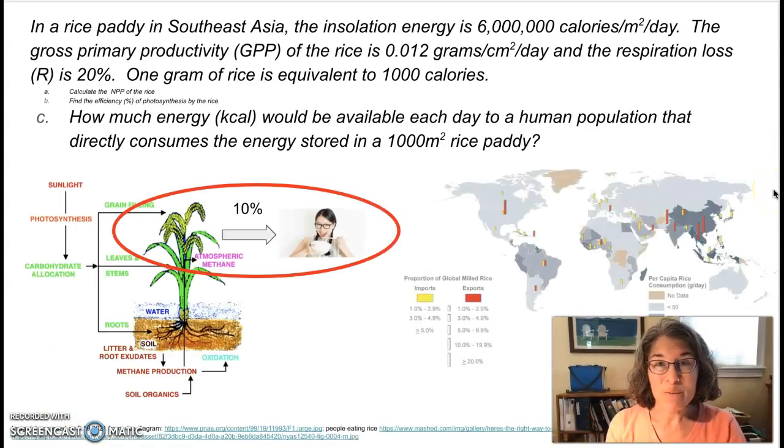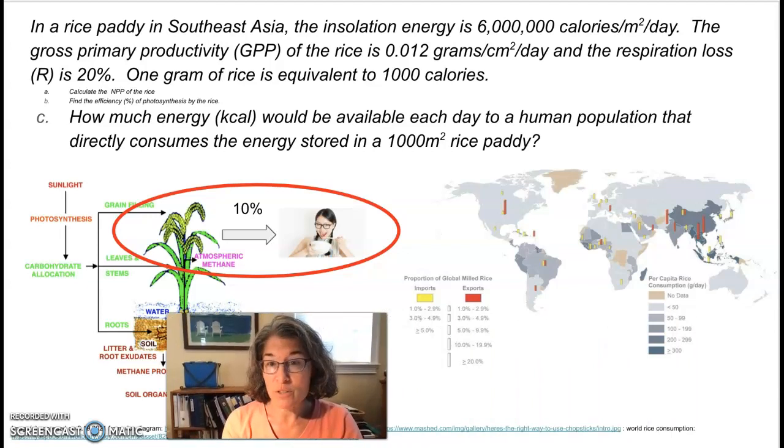Again, it's always really helpful to visualize what this problem, or what any problem, is trying to ask you. So in this case, it's asking us if people served as the primary consumers, they were directly eating the rice that was from this 1,000 meter squared rice paddy, how much energy would be available to that human population? On the right-hand side, I'll scoot out of the way here.